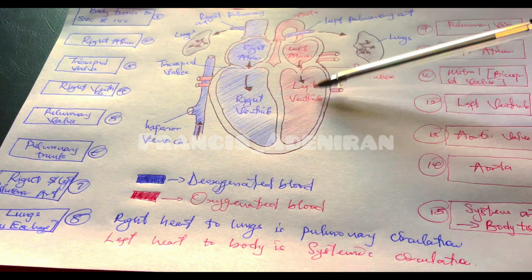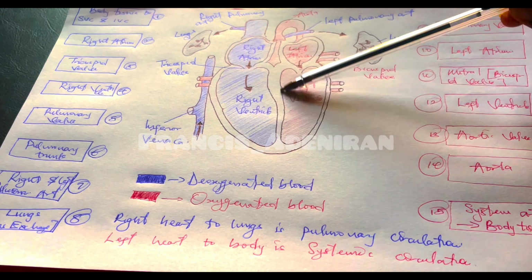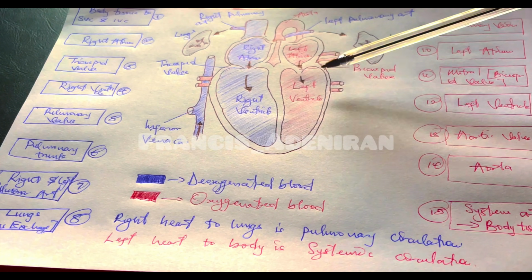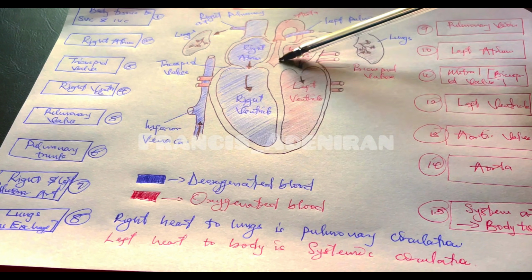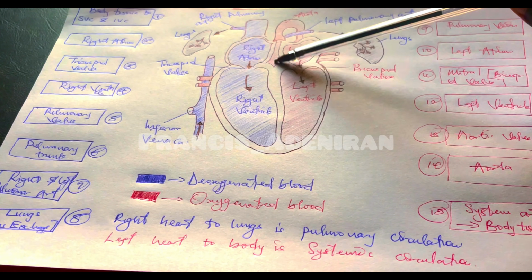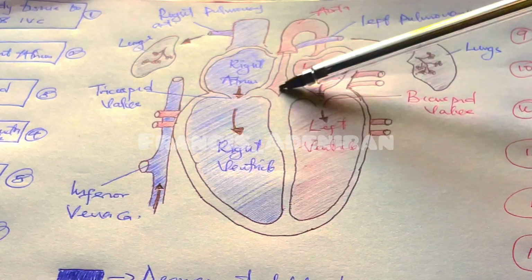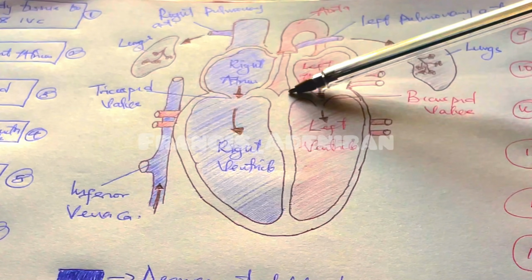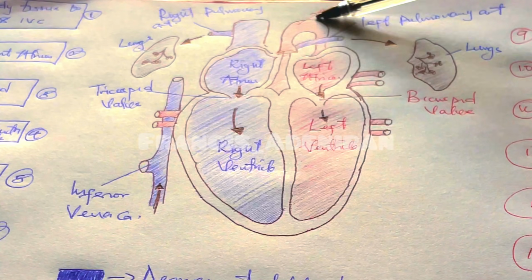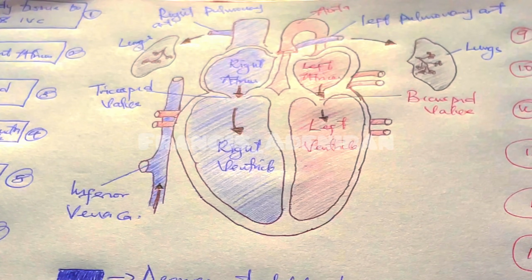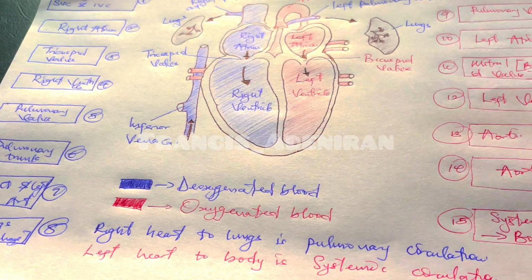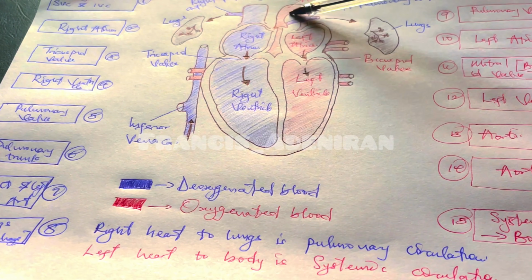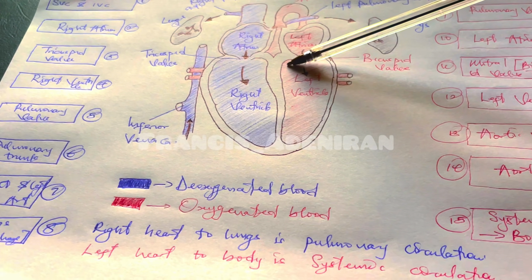Now, from the left ventricle, there's also a valve between the left ventricle and the aorta called the aortic valve. So from this left ventricle, it goes to the aorta, also passing through the aortic valve here that prevents backflow. So it goes to the aorta, then from the aorta to the body tissue. So that means from the left heart to the body is called the systemic circulation, while from the right heart to the lungs is called pulmonary circulation.